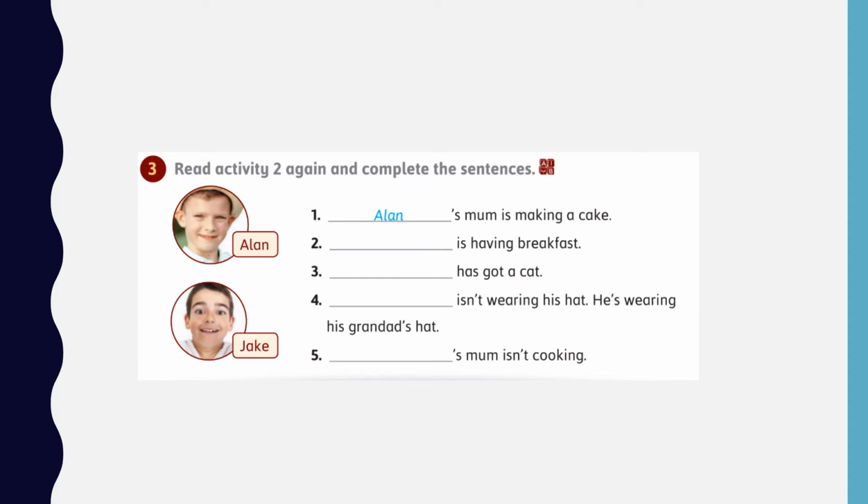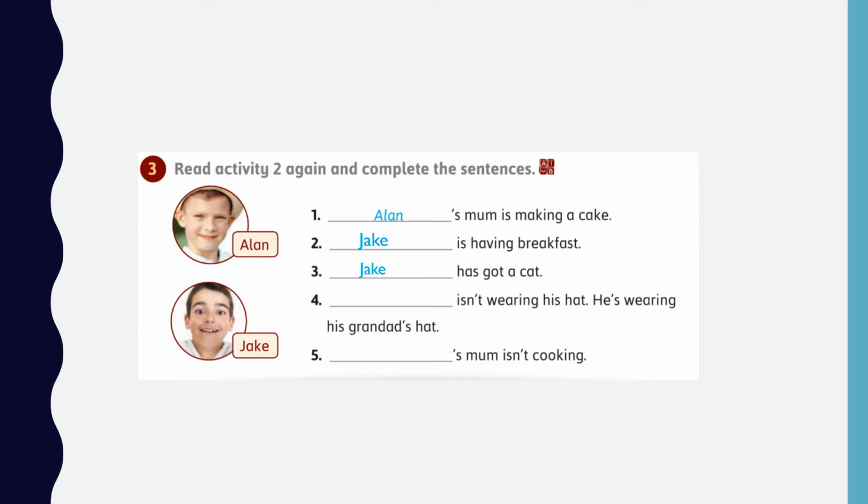Read activity number 2 again and complete the sentences. As we remember about the conversation between Alan and Jake, we have number 1. Alan's mom is making a cake. That's true. Alan's mom is making a chocolate cake. Number 2. Is having breakfast. Alan or Jake? Jake. Excellent. Number 3. Has got a cat. Alan or Jake? Jake also. Jake has got a cat.